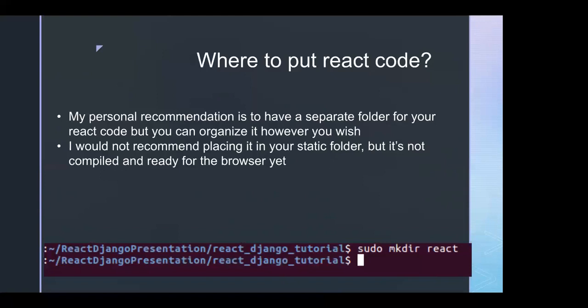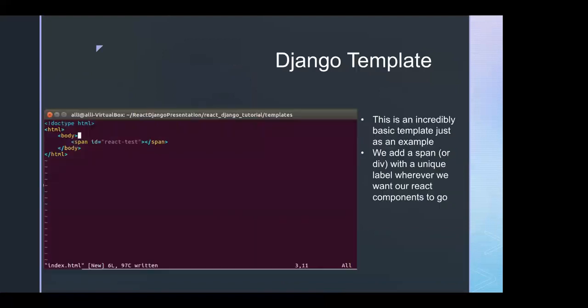Usually the way I have it is I have a folder for React, and within that folder, a separate folder for components. And we'll get to that in a little bit. So we have this Django template for an app that definitely already exists. I kind of started this from scratch, but it's just as easy to take an existing one. All you have to do is add the span, and you can name the ID whatever you want, but it has to be unique because you're going to be grabbing that from the React.